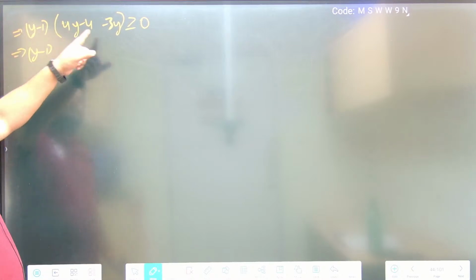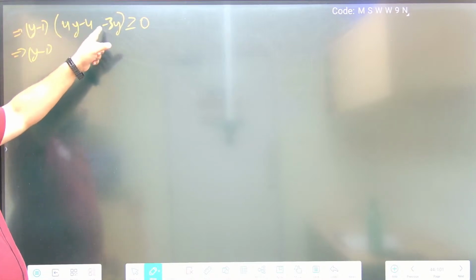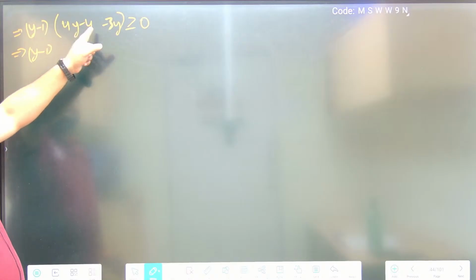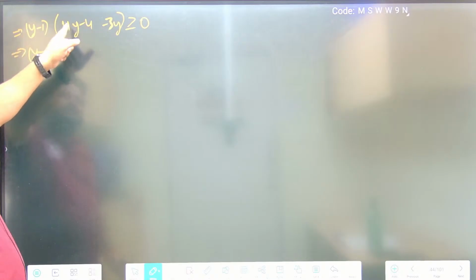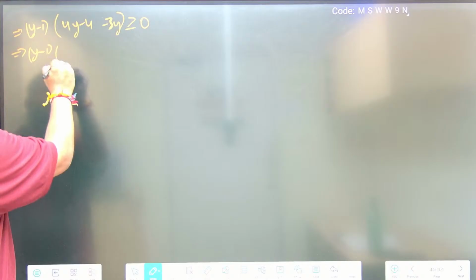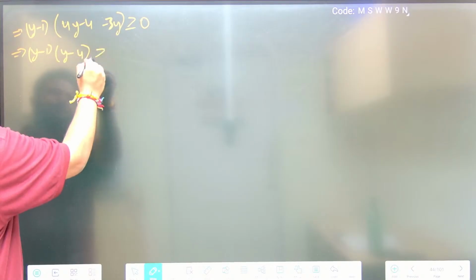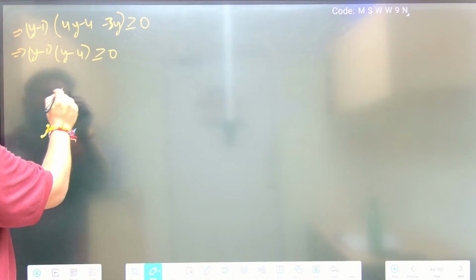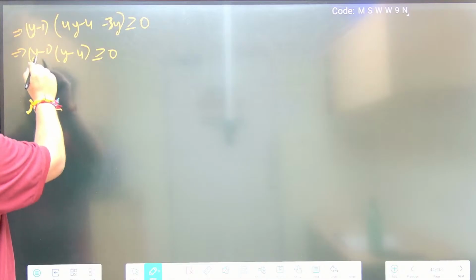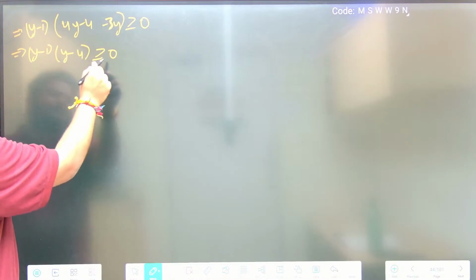Okay, 4y minus 3y. 4y minus 3y is nothing but y. Okay, this will be y minus 4. This is what we will have. So what we are having is that y minus 1 is greater than or equal to 0, and y minus 4 is greater than or equal to 0.